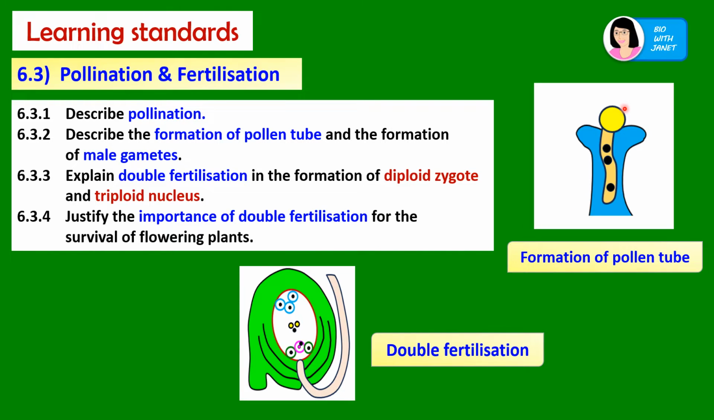So here in this first picture, we see the formation of the pollen tube that grows downwards from the pollen grain into the style. And in this diagram, we see the process of double fertilization that occurs in the embryo sac of the plant, in the ovule of the plant.